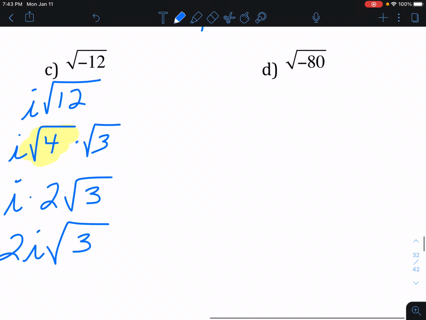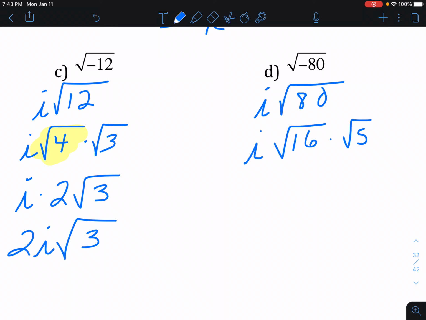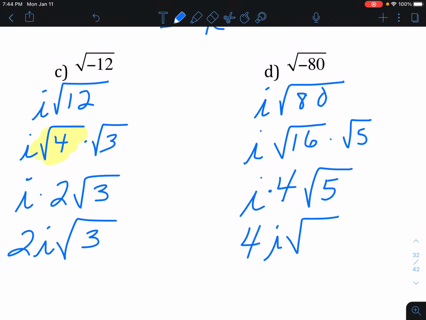Letter D, the square root of negative 80. I pull out an i. And then I think, is there a perfect square that multiplies evenly into 80? Yes, there is. That would be 16, because 80 divided by 16 is 5, so the square root of 16 times the square root of 5. Then the square root of 16 is 4. And then we put it in order, just like letter C, 4i, and then the radical last. So 4i times the square root of 5.